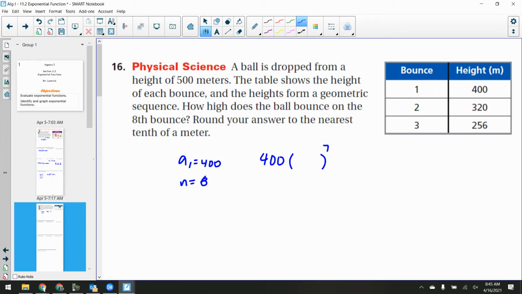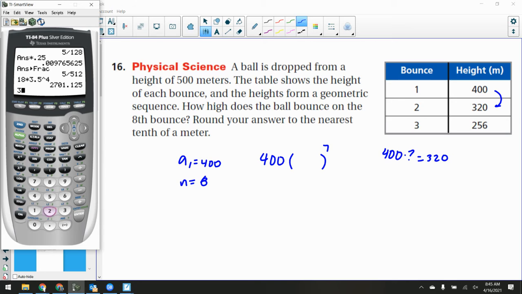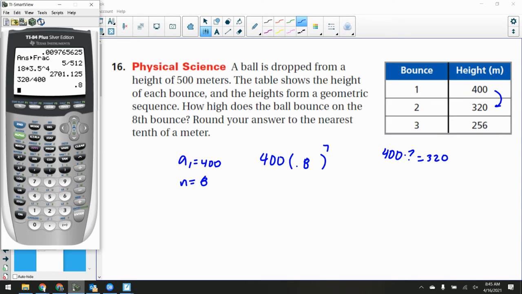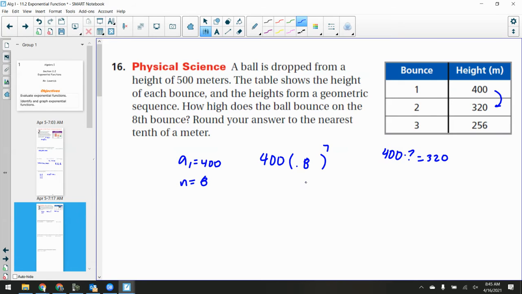Well, to do so, I'm going to see what I have to multiply to go from 400 to 320. So the best way to do that is say 400 times what is 320? Well, that's 320 divided by 400. So my R value is 0.8. So that's the equation that I'm going to use. 400 times 0.8 raised to the 7th power. And that's going to get me 83.88. So let's say 83.9 meters.